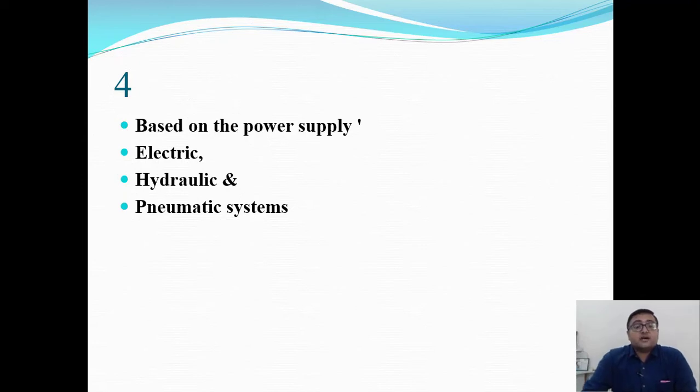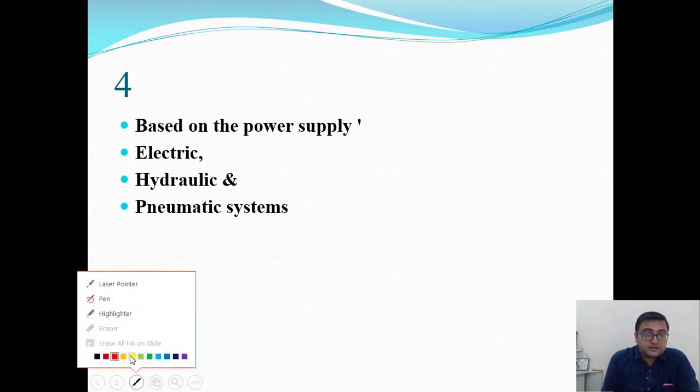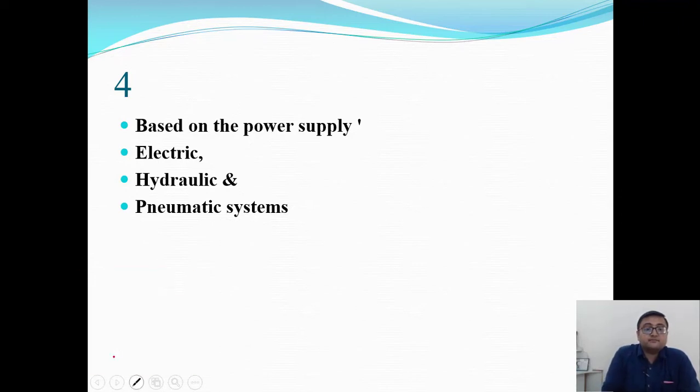Now in today's lecture we are going to learn about the fourth classification, which is based on the power supply. There are three types of power supply. The first one is the electric type of power supply, the second one is the hydraulic type of power supply, and the third one is the pneumatic type of power supply system. Let's discuss it in detail.